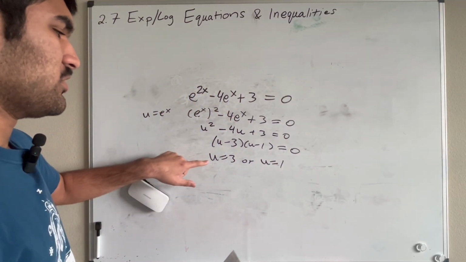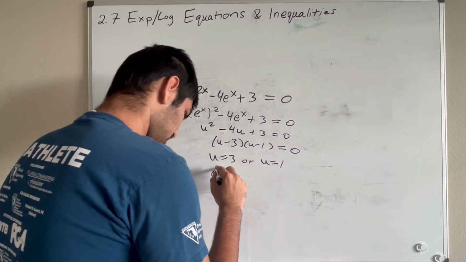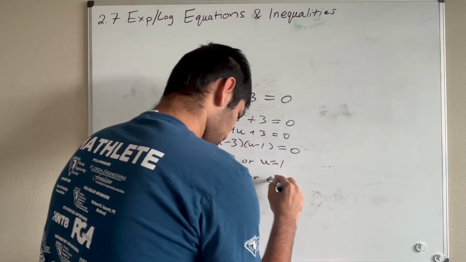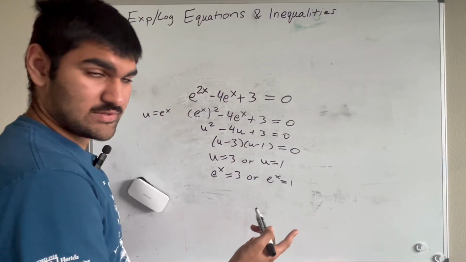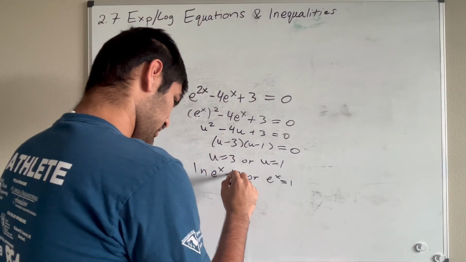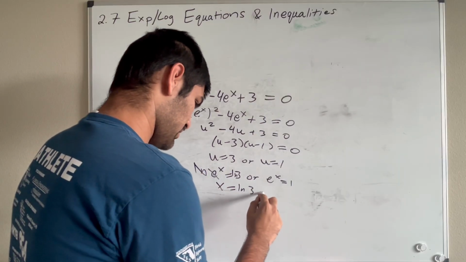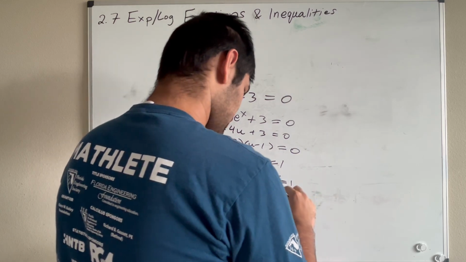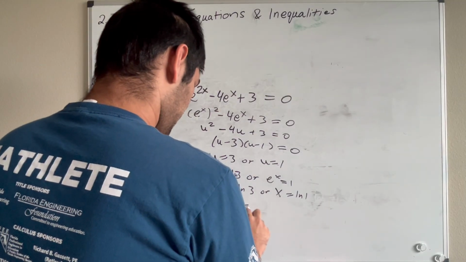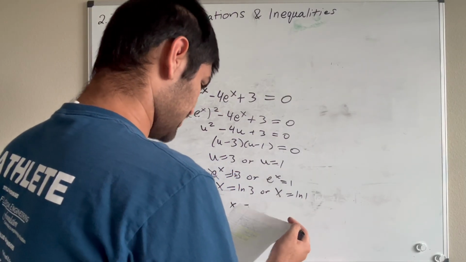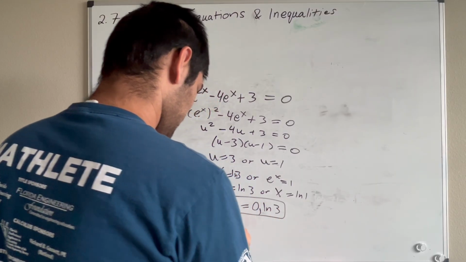But remember, we're not looking for what u is. We're trying to solve for x. So you have to back substitute. So then u is equal to e to the x. So e to the x is equal to 3, or e to the x is equal to 1. And then from here, you could just take natural log of both sides. Because if you take natural log of this side and then natural log of this side, natural log of e cancels, so you get x is equal to natural log of 3. And then same thing here, natural log of e cancels, you get x is equal to natural log of 1. Okay? And then from here, notice that natural log of 1 is just 0. And then you just have natural log of 3. So these are the two answers.